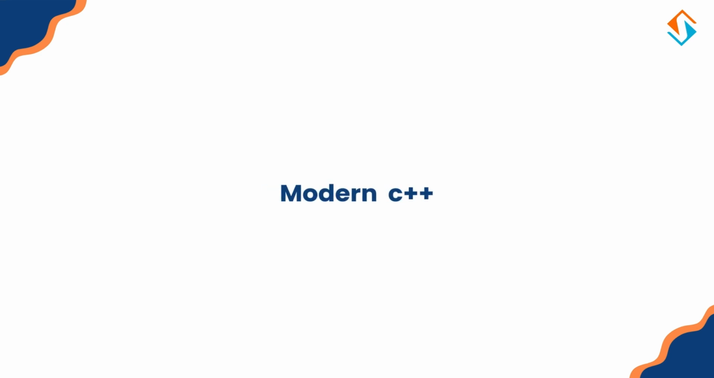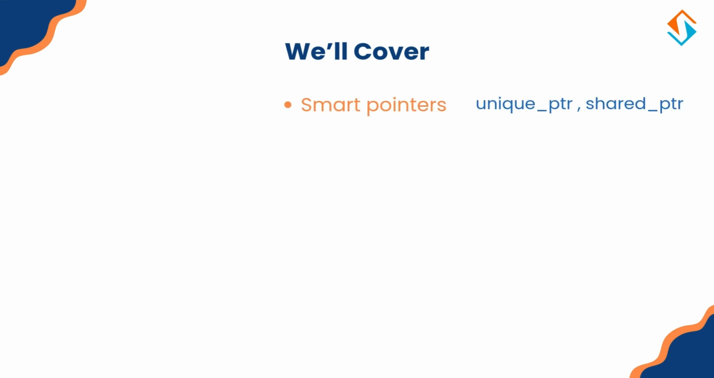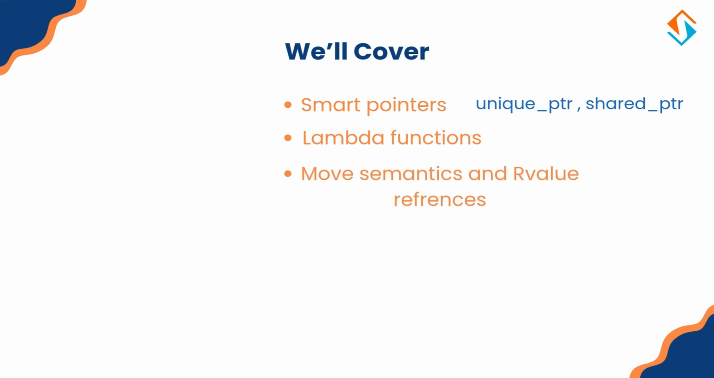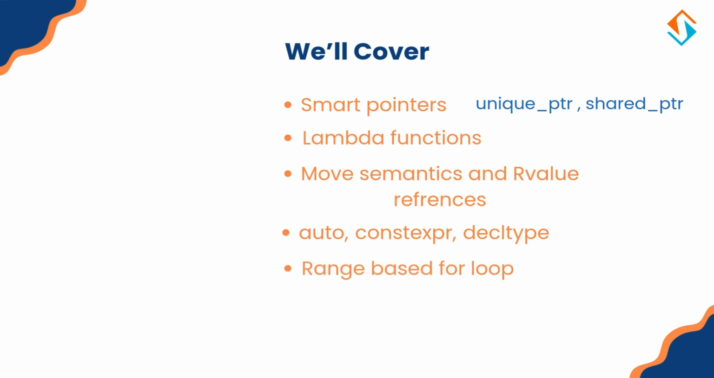Today we're going to use some powerful features from modern C++. Features introduced in C++11, C++14, C++17, and C++20. Here's what we'll cover. First, smart pointers like unique_ptr and shared_ptr. Second, lambda functions for quick and concise coding. Third, move semantics and rvalue references for efficient memory use. Fourth, cool keywords like auto, constexpr, and decltype. Fifth, the versatile range-based for loops.